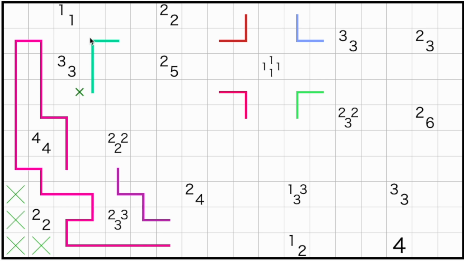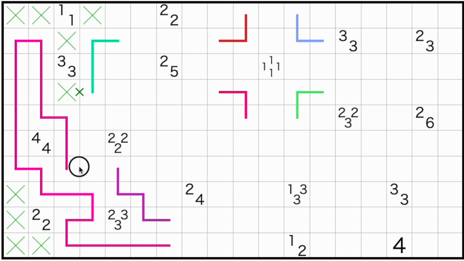Let's clean up the left side before we move on. We've taken care of all of the cells that this one sees, so let's mark those out. And this one also has seen everything that it's going to see, and we can't get to this cell anymore.